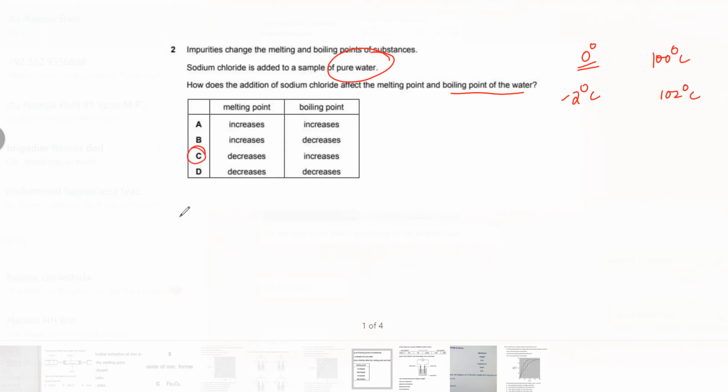Remember, the question is not talking about an ionic compound. You just added some random impurity to water. Is that clear? Okay, sir. I thought that it meant that because it's an ionic compound, which has a high melting point and boiling point, that's going to increase.